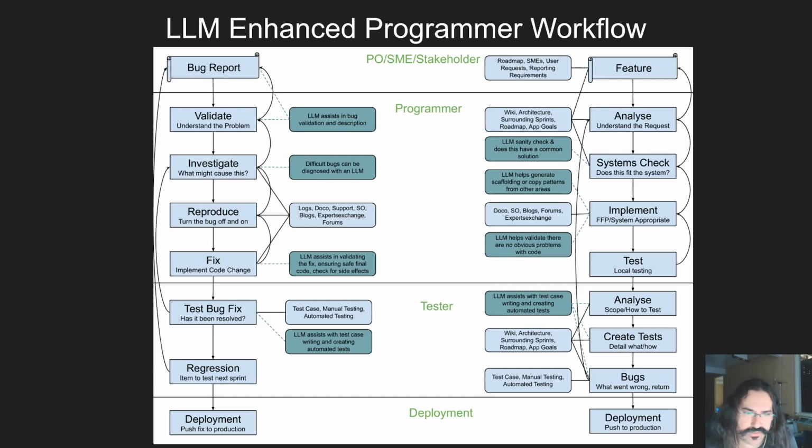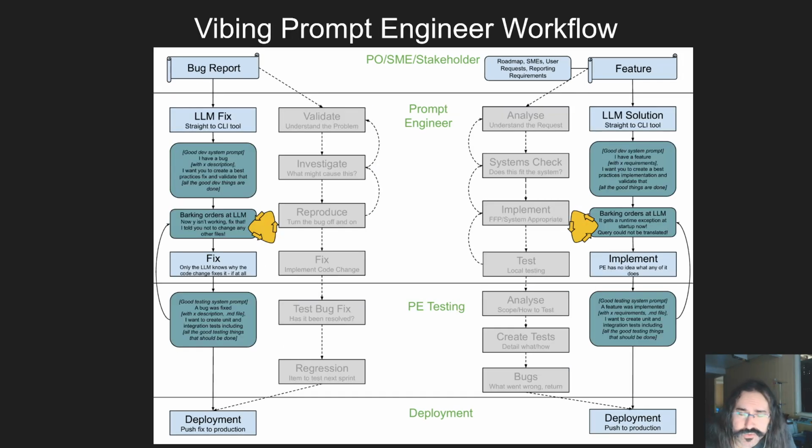Then for the tester, they get the same benefits as they did during the bugs. Once we get to a vibe-coded solution, it doesn't have to go all the way here, but we'll just swing completely to the polar opposite for comparison. We have the old workflow grayed out, which is no longer taken. Now instead, on the left, when a bug report comes in, you might go straight to the LLM, off to the CLI tool, use your good system prompt. I have a bug. I want you to create best practices fix and validate it. All the best things are done.